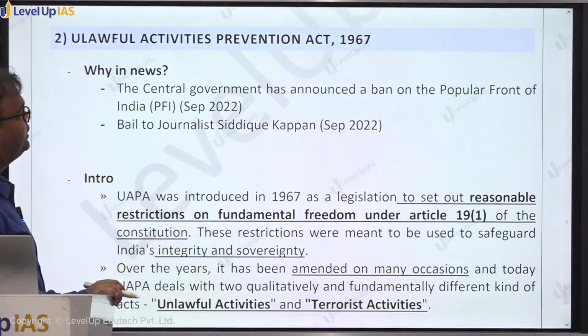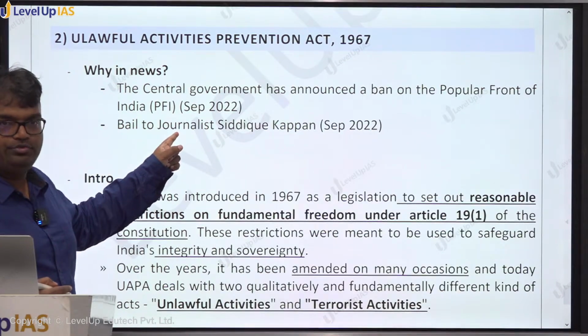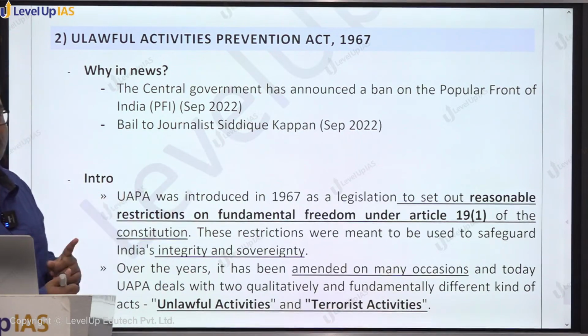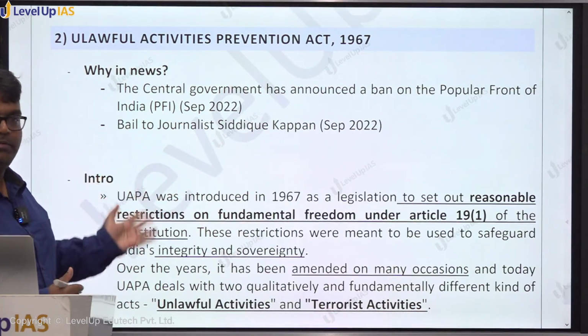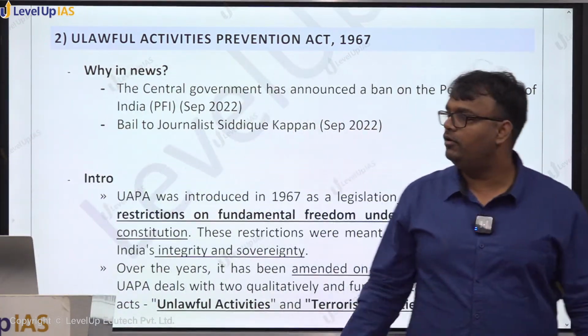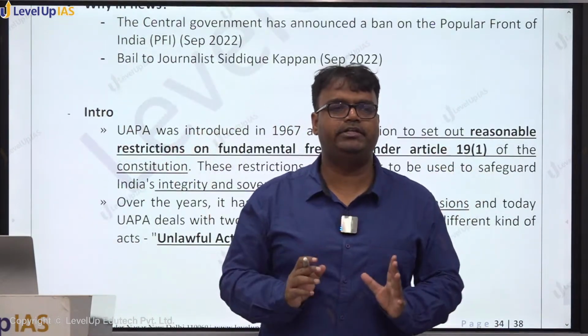Unlawful Activities Prevention Act. Under this, central government has announced a ban on Popular Front of India. इस वजह से न्यूज में था. बाद में सिद्दीकी कप्पन जर्नलिस्ट जो उत्तर प्रदेश गए थे, उनके अगेंस्ट भी यूएपीए लगा दिया गया था. उनकी रिलीज के बाद भी यूएपीए में बहुत सारा डिस्कशन हुआ था. Now to understand Unlawful Activities Prevention Act, quickly cover this, नोट्स आप पढ़ लीजिएगा.